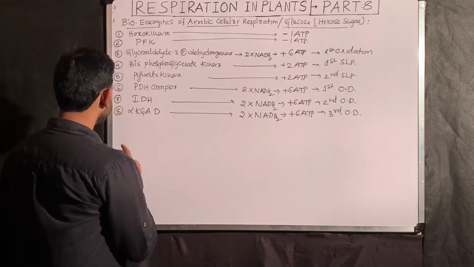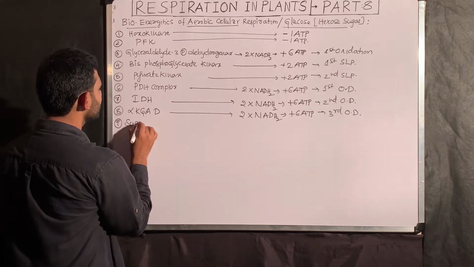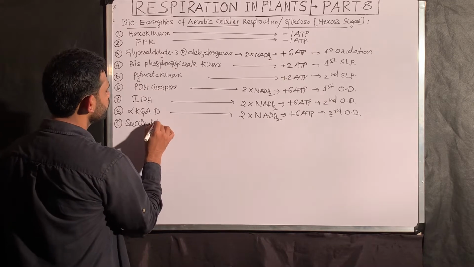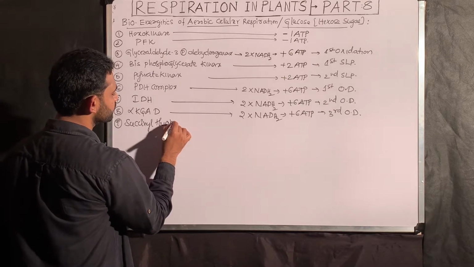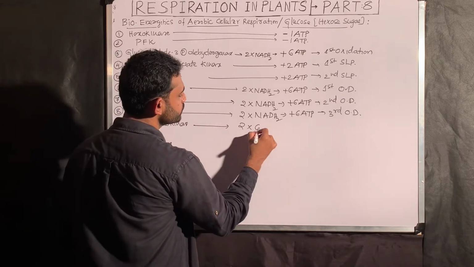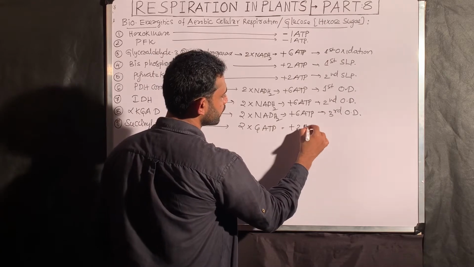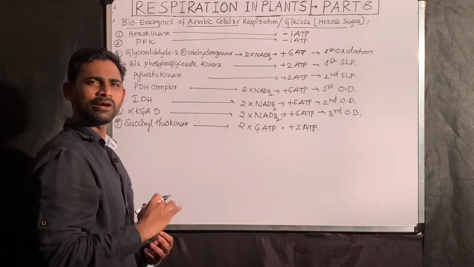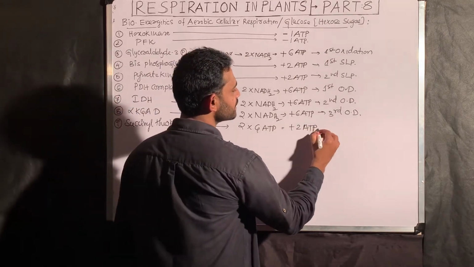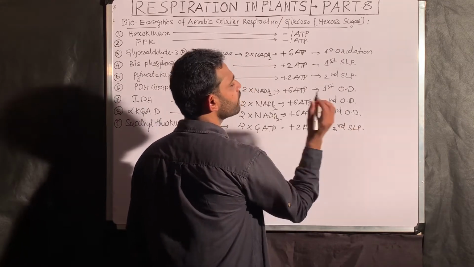Next reaction is mediated by the enzyme succinyl thiokinase. Here in this reaction there is a formation of 2 GTP. 2 GTP equals 2 ATP because GTP and ATP are equivalents. This is an example of the third substrate level phosphorylation.